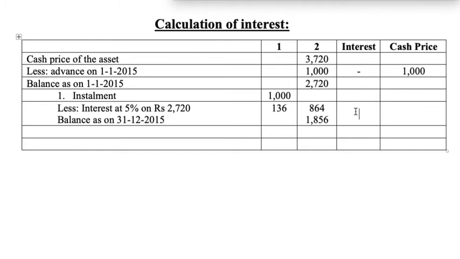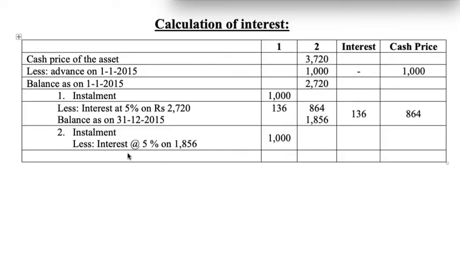And how much are we paying here now? Interest we are paying 136 rupees, and the cash price would be 864 rupees. Fine. Now he is going to pay the second installment, and there the interest will be calculated on 1856 rupees. Fine. Let us do that.